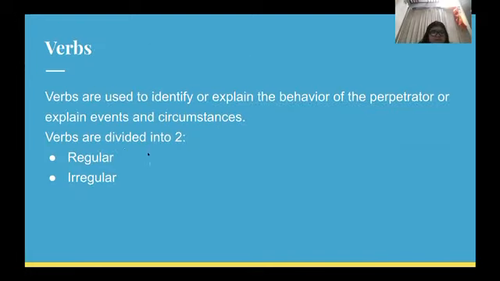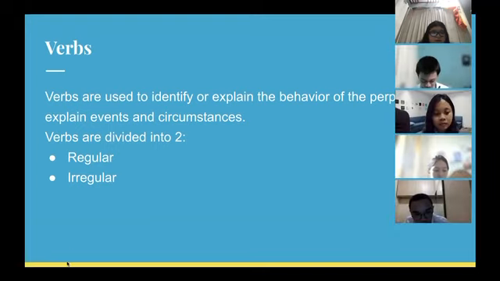Now I'm going to explain about verbs. Verbs are used to identify or explain the behavior of the perpetrator or explain events and circumstances. Verbs are divided into two, that is regular and irregular.